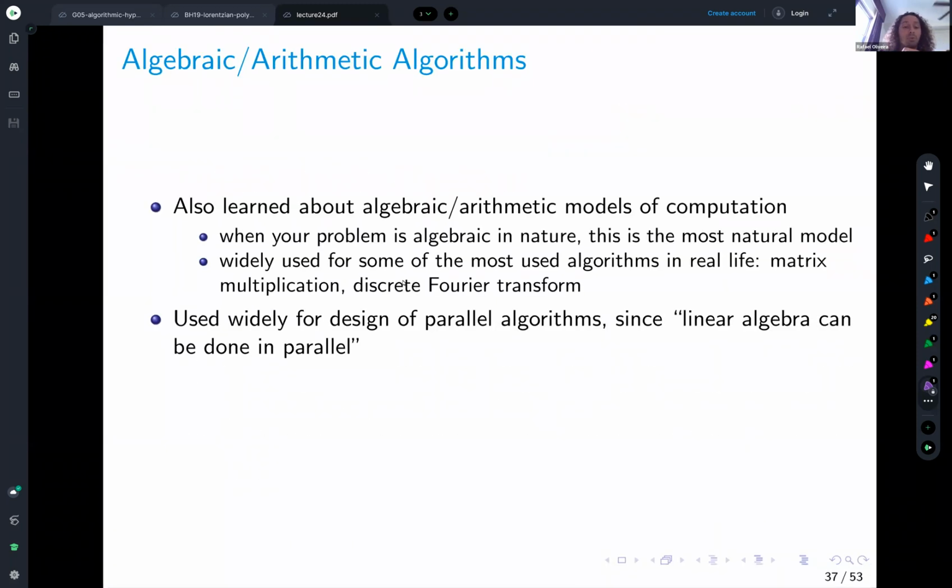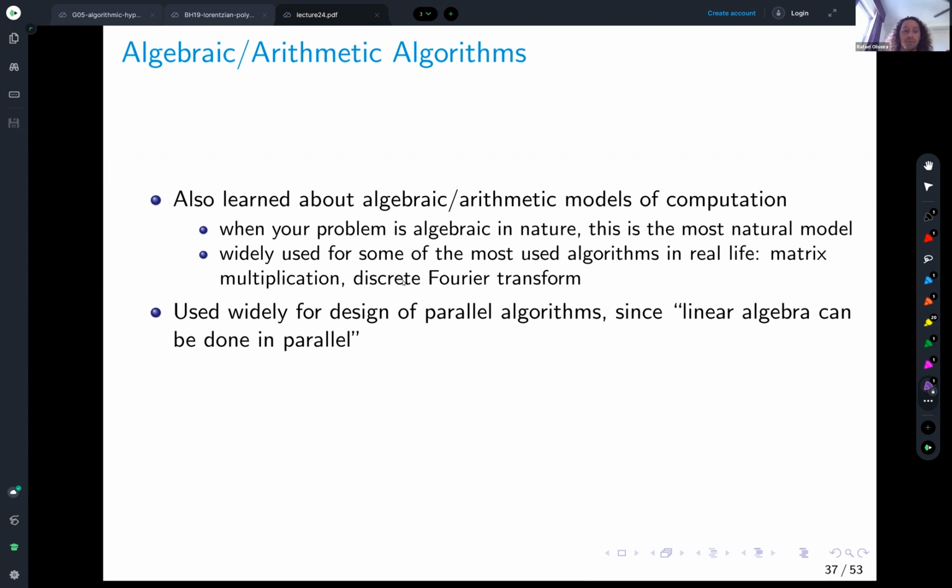and it is also widely used for the design of parallel algorithms, since linear algebra can essentially be done in parallel, okay? This is something we didn't see in class, but if you'd like to see it, there's a final project topic, Berkowitz's theorem. Even if you only take a look at it, you can see it in the references, or you can take a class in algebraic complexity theory, and they will certainly teach you this central result in algebraic complexity theory.